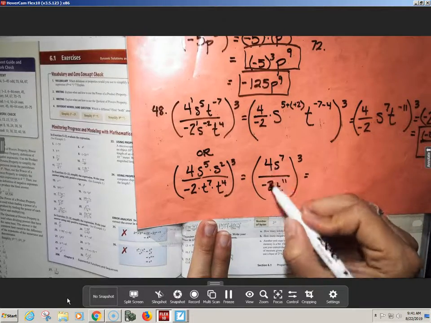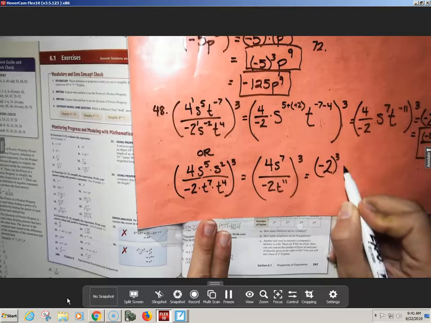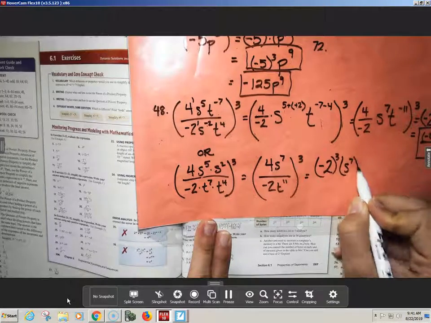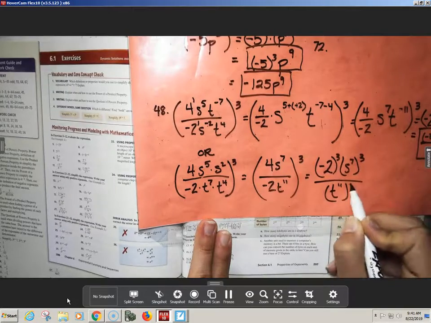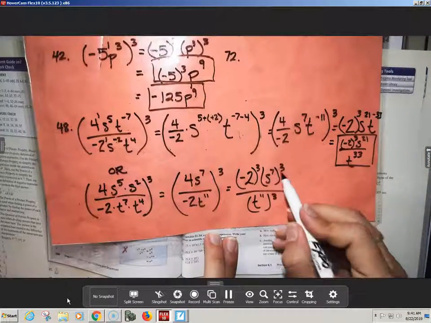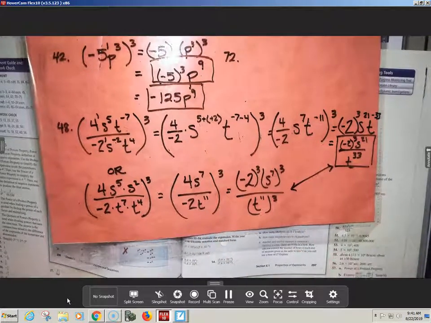You would have still had to do 4 over negative 2 is negative 2, but then you could have raised everybody to the 3rd power. And you would have gotten, once you did power to power multiply, to the exact same answer. To the exact same answer.